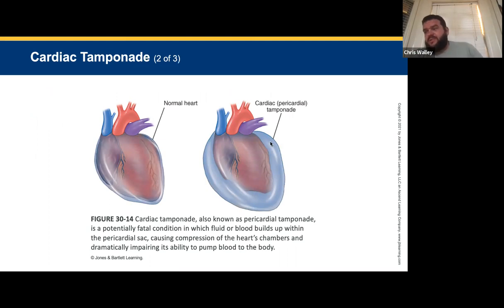Here we have swelling, or pericardial. This is a pericardial tamponade because now there's blood that's swelling around the heart. So once we have that, we know that's not good. Now, how are we going to notice that in the field as EMT basics?